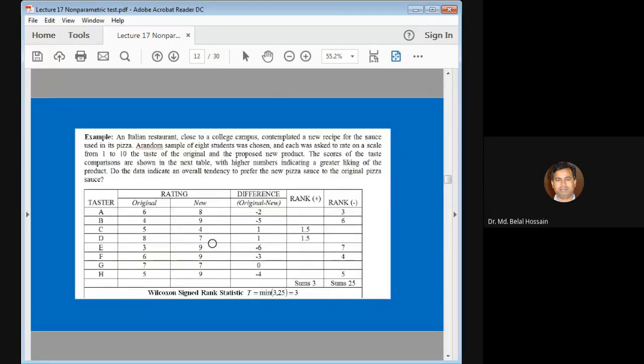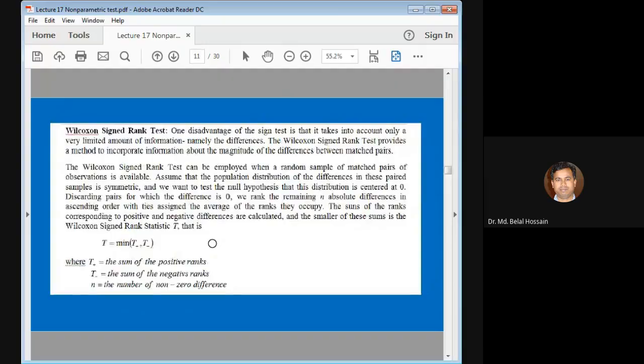So that is actually the Wilcoxon sign rank test, that is also equivalent to paired t-test.